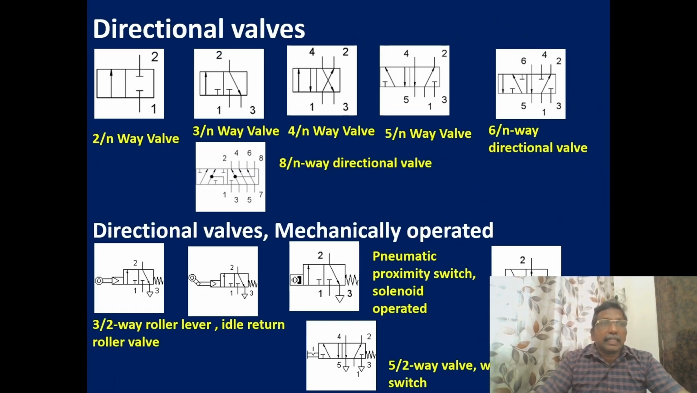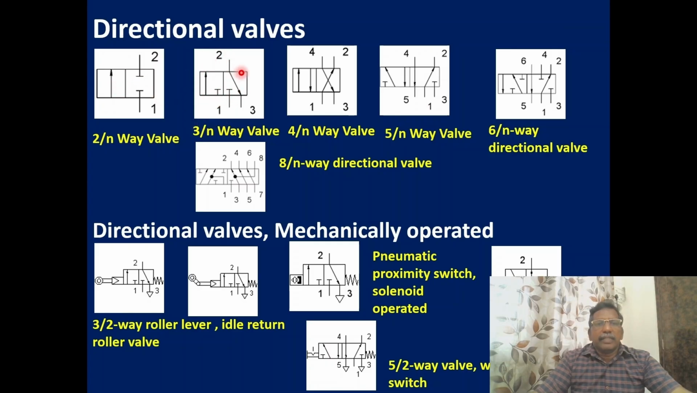So the second one is control elements. First one is supply element. Second is control element. In control elements we have different valves: direction control valves and flow control valves. In direction control valves we have different types based on the number of ports and number of positions. So, for example, a 2 by 2 valve means 2 ports and 2 positions.